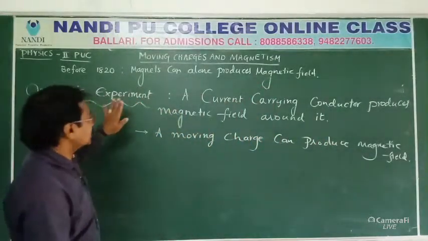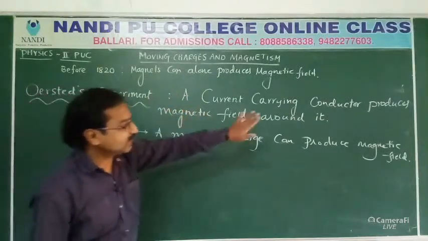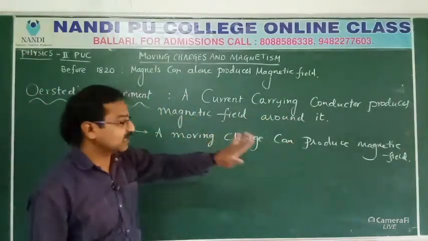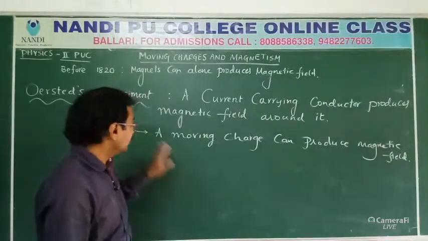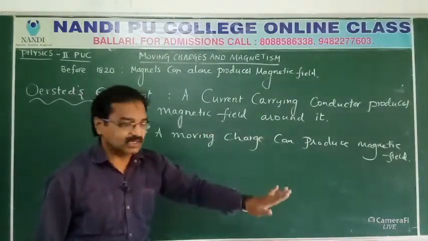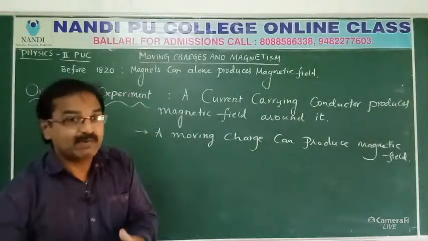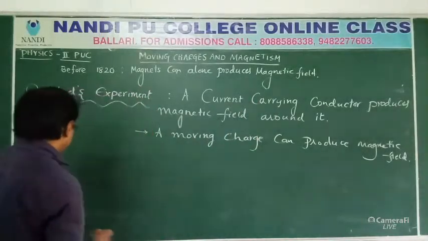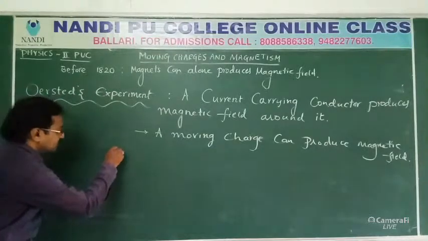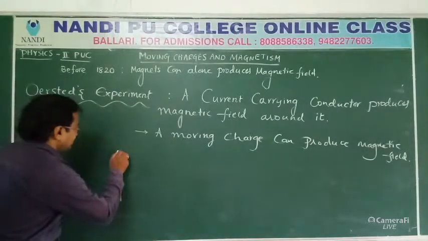So what is Oersted's conclusion? A current carrying conductor produces a magnetic field around it, or a moving charge can produce a magnetic field. Then how he did the experiment, just see here. So this is his experimental arrangement.